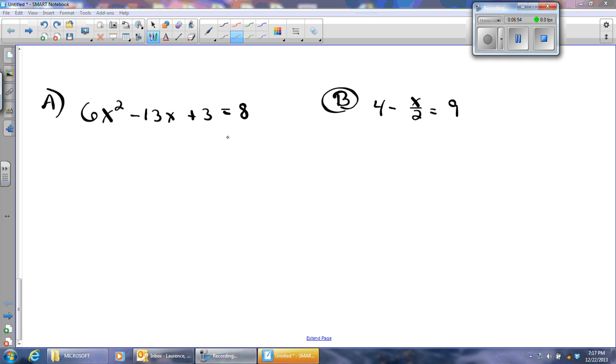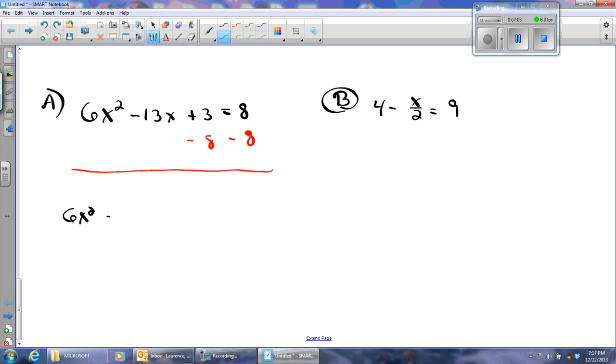First one, this one is quadratic, so I'm going to subtract 8 from both sides to make it equal 0. And so when I do that, I'm going to get a 6x squared minus a 13x minus 5. That'll equal 0. Multiply 6 times 5 and get 30. And I'll need 2 factors of 30 to subtract to get 13. I'm thinking -13. I'm thinking 2 and 15 work, and 2 minus 15 is -13.